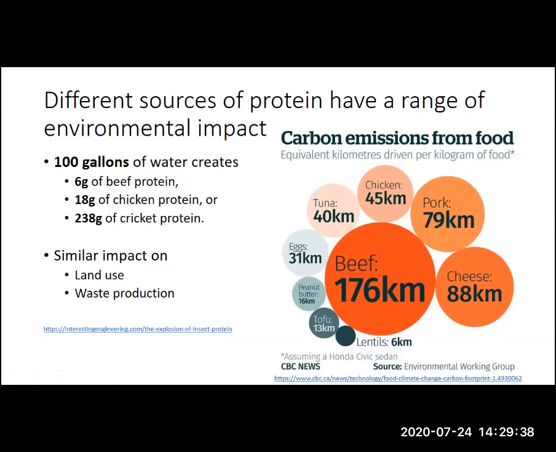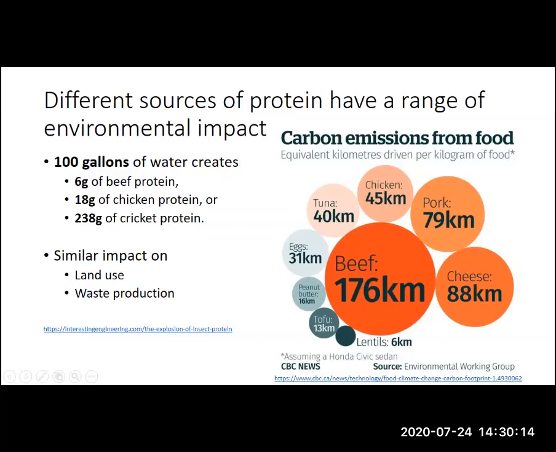But if you take a look at this, chicken is about 45 kilometers, so roughly a quarter of that. But then you take a look at lentils and tofu, and you can see that they're much more carbon neutral, not to say carbon neutral, because they still have a carbon cost associated with producing them, but it's much, much less. And so you're able to get much more protein, either in the form of lentil or tofu or even peanut butter over here, with a lot less environmental impact than with things like beef and pork and chicken.